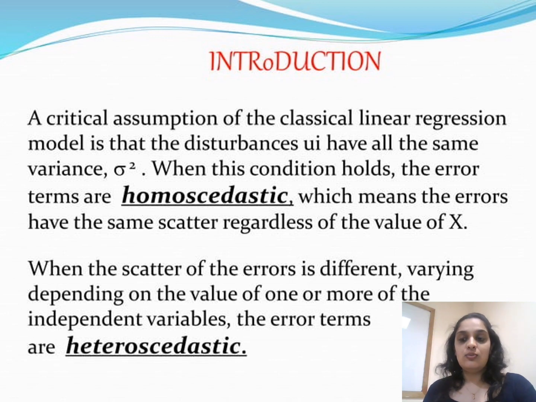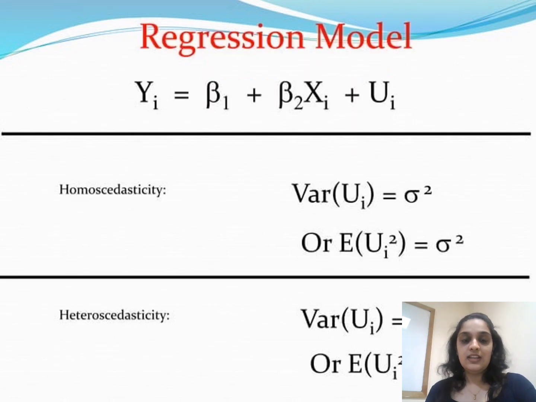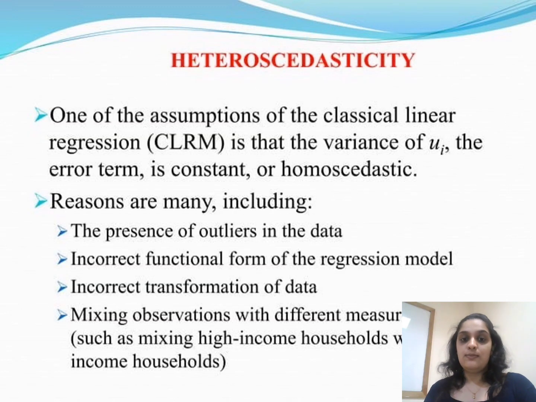This condition is known as homoscedasticity, whereas on the other hand, when the error terms are varying, that condition is known as heteroscedasticity. In the given equation of the regression model, ui represents the error terms. The condition of homoscedasticity states that the variance of ui equals sigma squared, which is constant across all the observations in the model, and heteroscedasticity states that the variance of ui varies across the observations of the model.